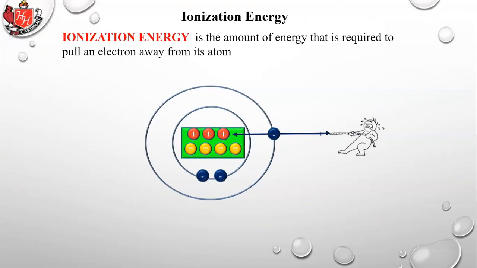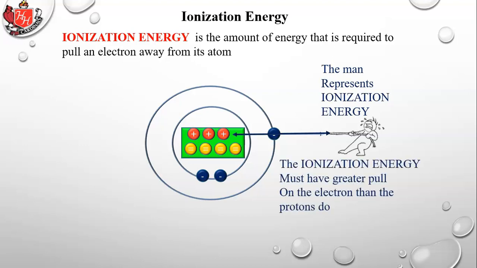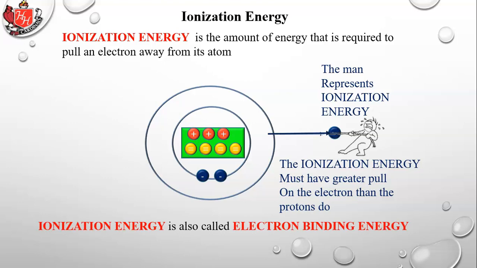So ionization energy is the amount of energy that is required to pull an electron from its atom. The minus sign represents ionization energy. The ionization energy must have a greater pull on the electron than the protons do. The pull of the protons is called the binding energy. It's just binding the electron. If there is more energy pulling that electron away from the lithium atom than the protons are pulling on it with, then it will leave the lithium and the lithium will become ionized. Ionization energy is also called electron binding energy.